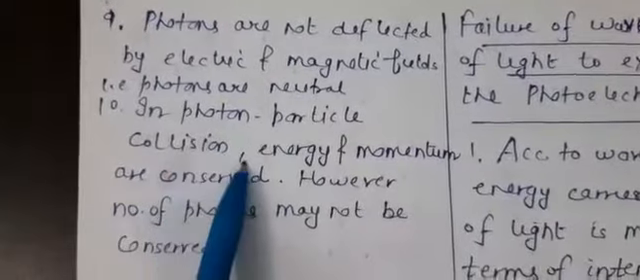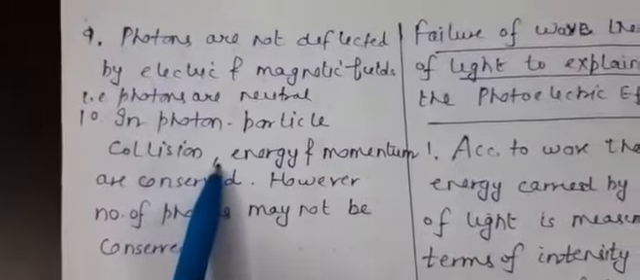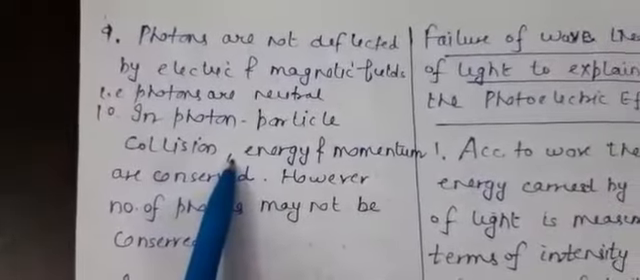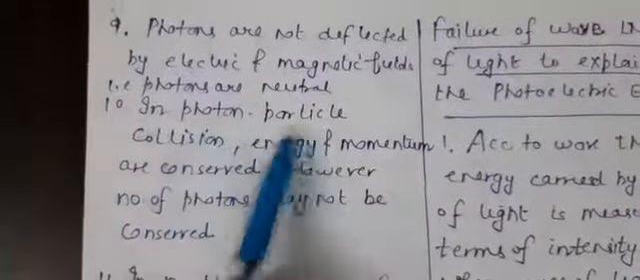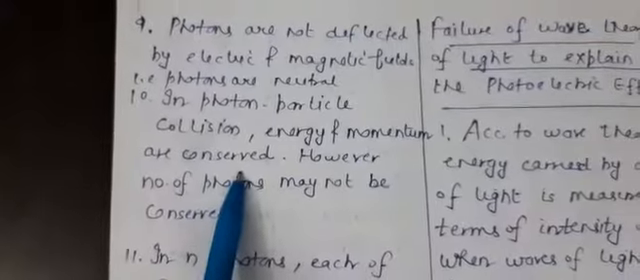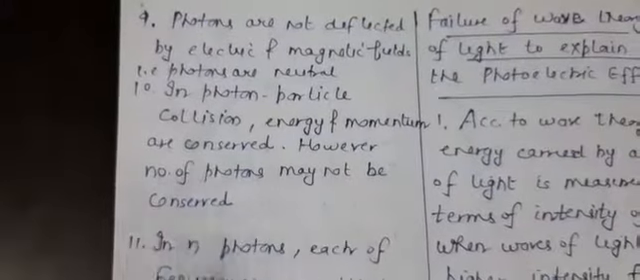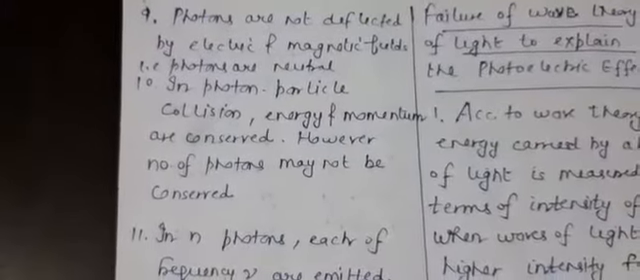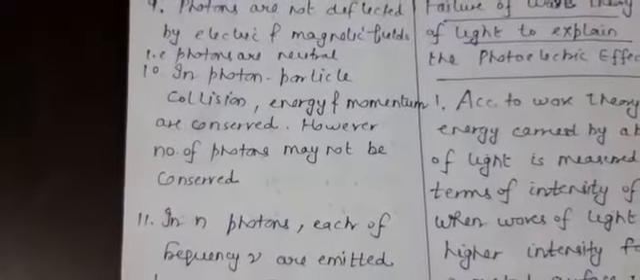In photon particle collision, यानी photon जब किसी surface पे strike करता है और electron emit out होता है, so in that photon particle collision, energy and momentum will remain conserved. However, number of photons may not be conserved. Energy will remain to be conserved. This is the main point.